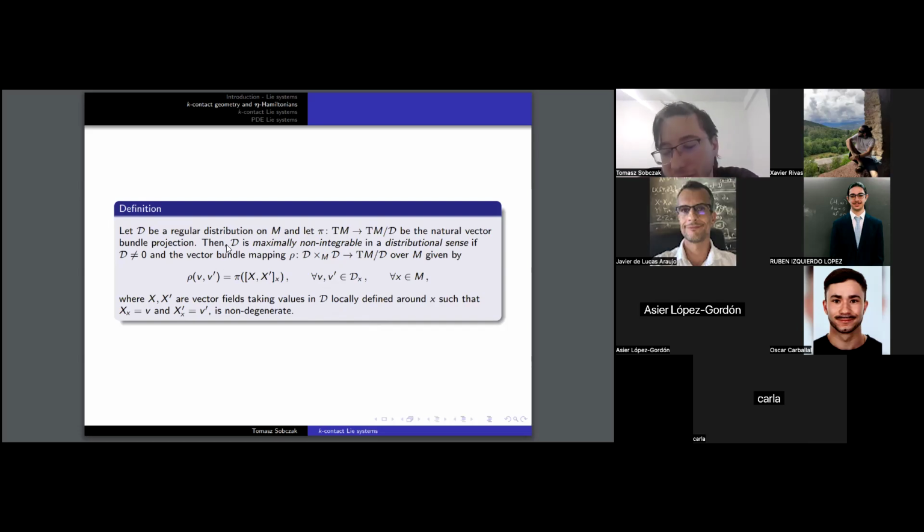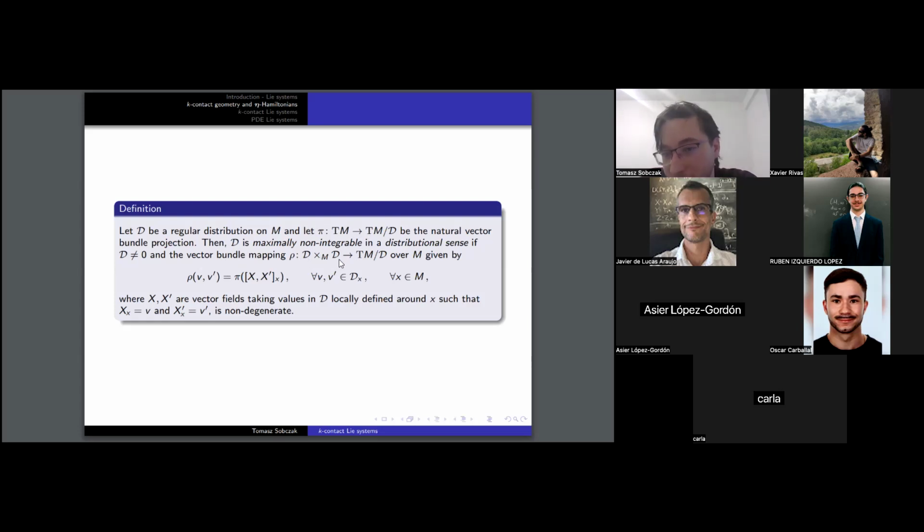I'll recall what it means to be maximally non-integrable, because it was presented before. If we have a regular distribution on M, and we define the quotient of the tangent space of M by our distribution, then we can define a vector bundle mapping of such a form, meaning that it's defined on the cross product of the distributions. It just takes two vectors.